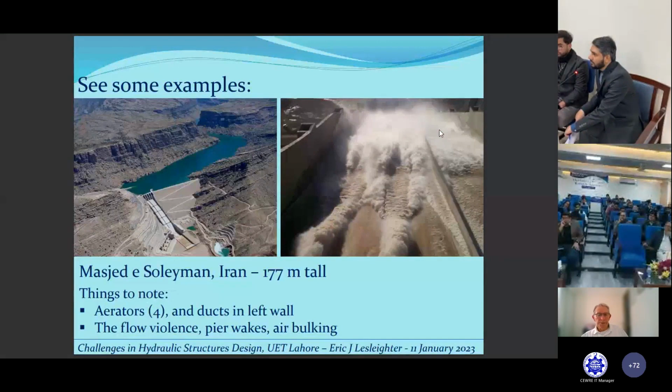Here's some examples. This is a project in Iran, 177 meters tall. The structure is on the left. You'll see there are 4 aerators across the structure. On the right, you see the flow discharging here about 20,000 cubic meters per second. Things to note, the 4 aerators and the ducts in the left wall.